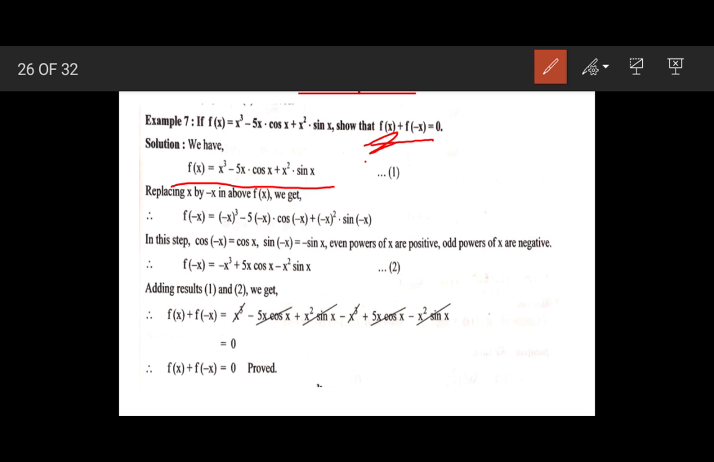f of x is already given. So what I have to find? I have to find f of minus x. So f of minus x means I have to replace x by minus x in the f of x term, right? So here I am replacing x by minus x. So what I will get? Minus x cube minus 5 into minus x into cos minus x plus minus x square into sine minus x. Okay. So in this part, cos minus x is cos x, sine minus x is minus sine x.